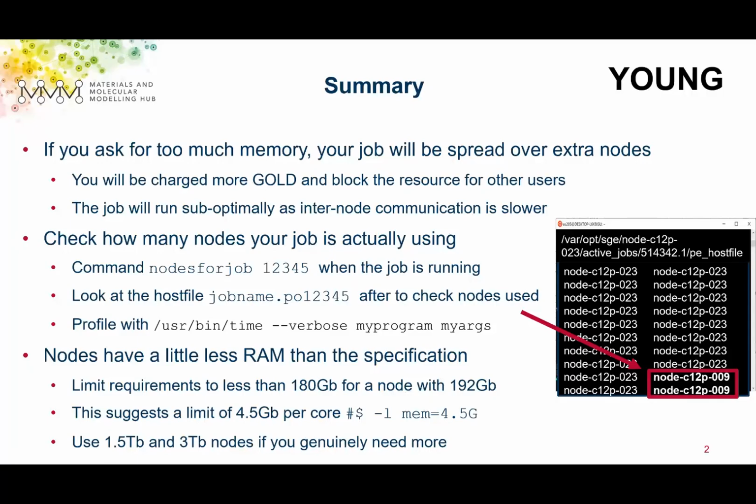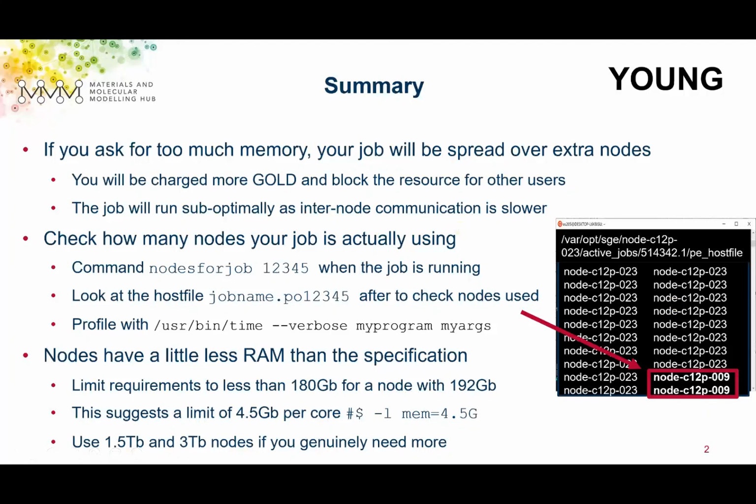So incorrect specification of memory will essentially result in underuse of the node. And this is bad because it will charge you more gold time, as well as block the resource for other users. It also means that your job will run suboptimally. An example here on the bottom right is basically allocation of different nodes, and what you see is only two of the cores are allocated to one node and the rest are on the other node. So this is an example where we only need 40 cores, yet 38 of them are on one node and only 2 of them are on another.